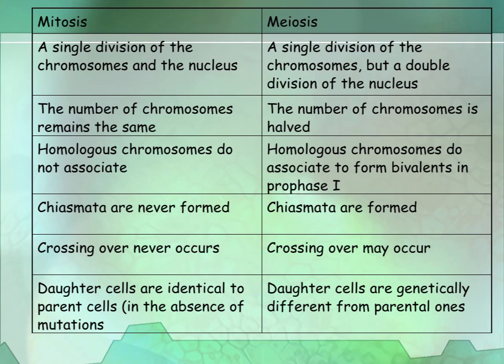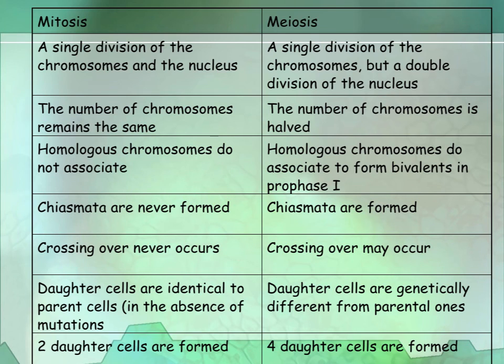In mitosis, daughter cells are identical to the parent cells. In meiosis, the daughter cells are genetically different from the parental ones. And then in mitosis, you have two daughter cells being formed. In meiosis, four daughter cells are formed.